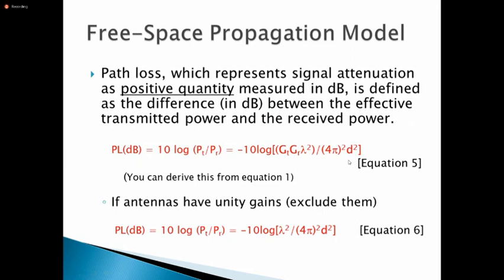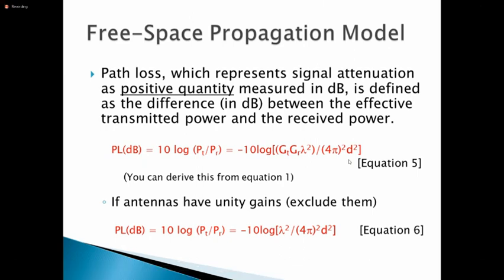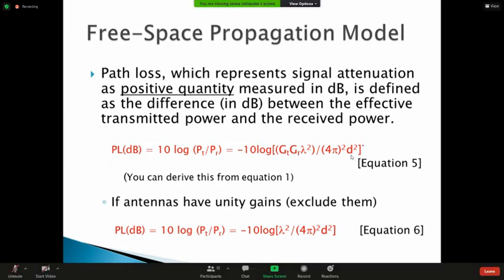Then this is the equation, the same equation in decibel scale. හරිද? මේ තියෙන්නේ අර equation එකම decibel වලින්. හරිද? එතකොට path loss which represents the signal attenuation as positive quantity measured in dB is defined as the difference between the effective transmitted power and the received power. Now, the path loss in decibel is minus 10 log, the same equation, right? Now L is 1, right?